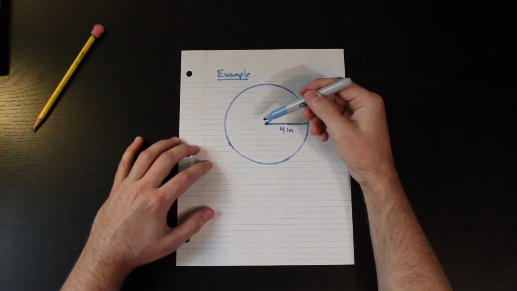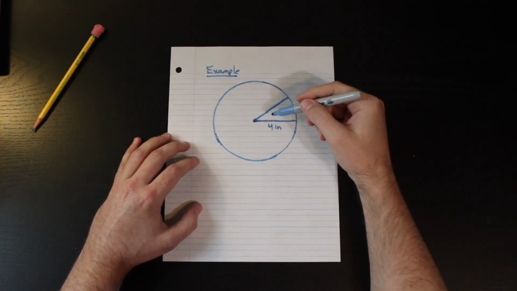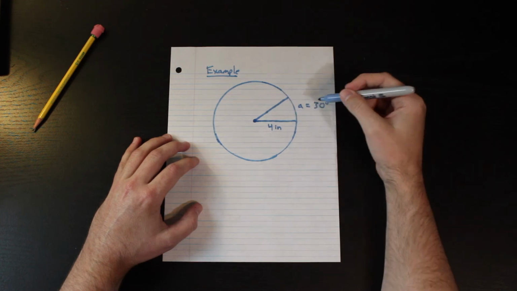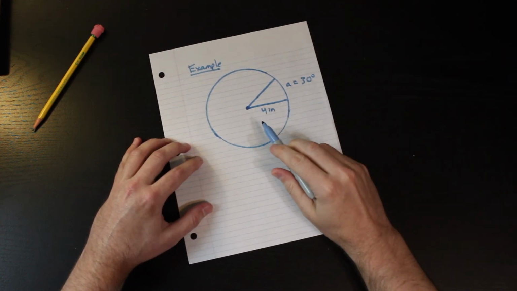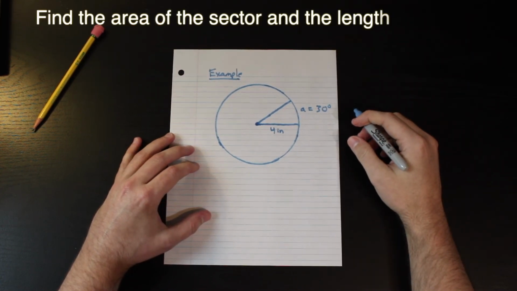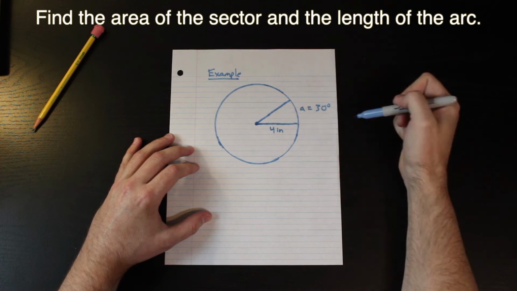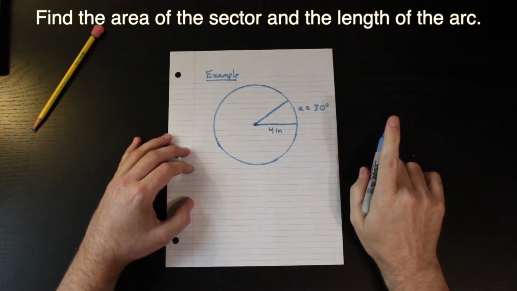So, our last example will be this. Consider a sector of a circle between these two radii. The angle formed at the vertex of the two radii is 30 degrees. The radii are each 4 inches long. Find the area of the sector and the length of arc A. Leave pi as pi.